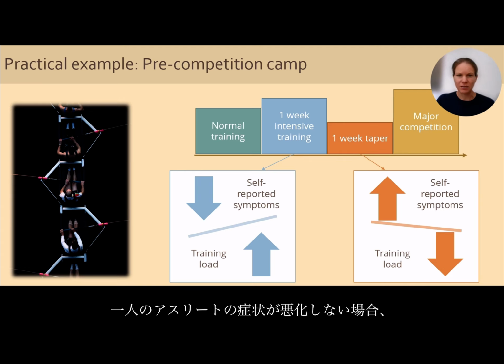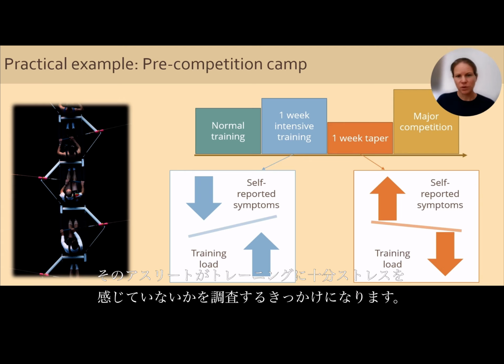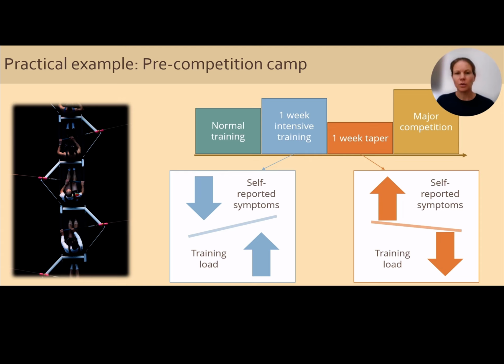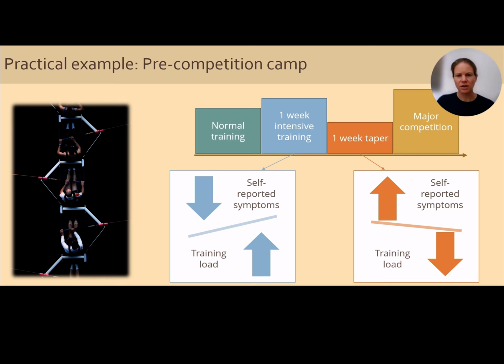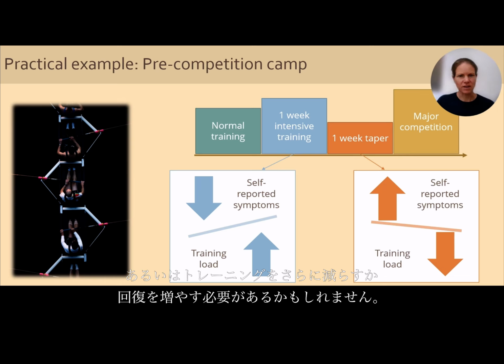If one athlete's symptoms do not get worse, this can prompt you to investigate if the athlete isn't being sufficiently stressed by training. Moving to the taper week with a decrease in training, we would expect self-reported signs and symptoms to improve. If one athlete's symptoms do not improve, this can prompt you to investigate if other factors are at play, or you need to further decrease their training or increase their recovery.